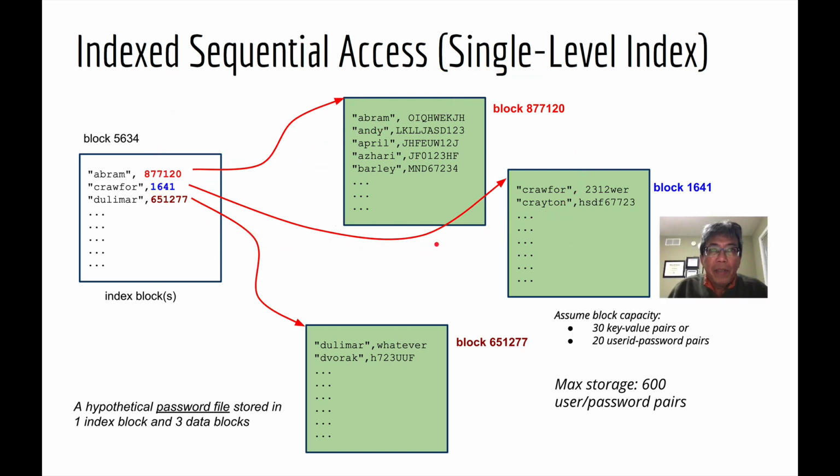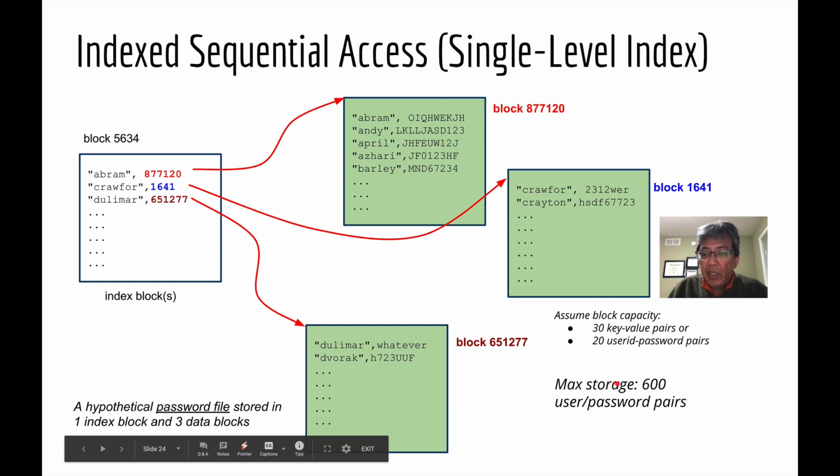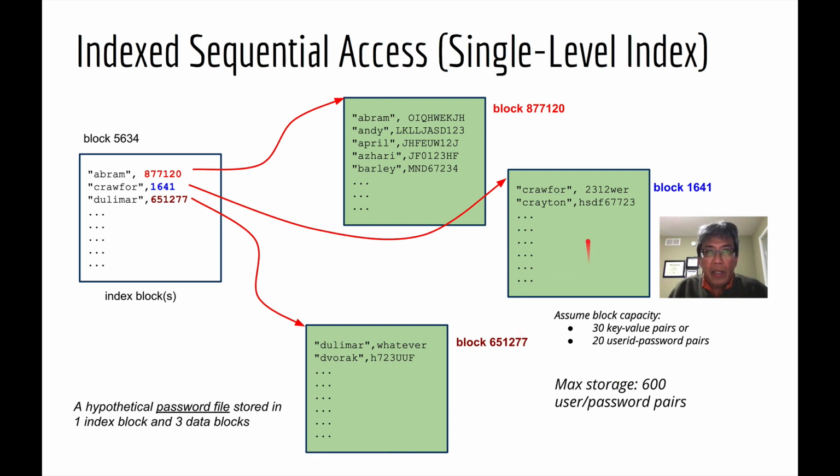So using this example, let's assume that each index block can hold 30 pairs of user ID and block number, and each data block can hold 20 pairs of user ID and password. So altogether, the total capacity of our file will be 30 times 20, which is 600 user ID password pairs. But what if we do need to store more than 600 items?